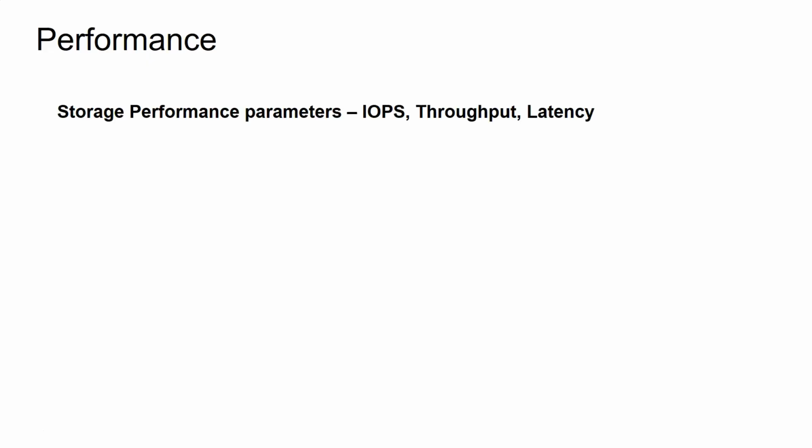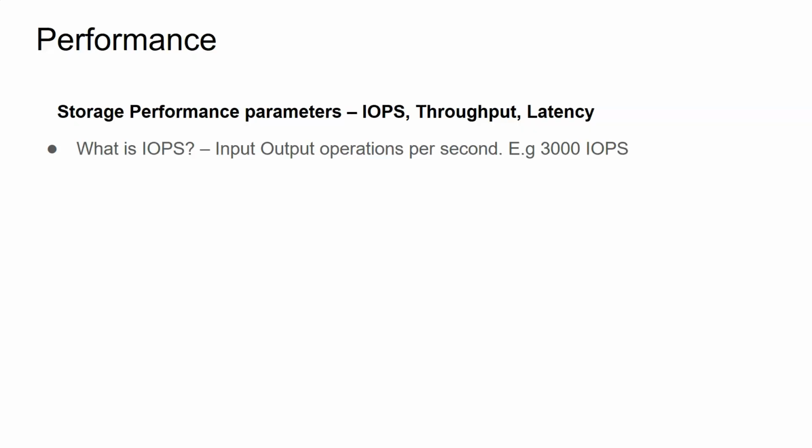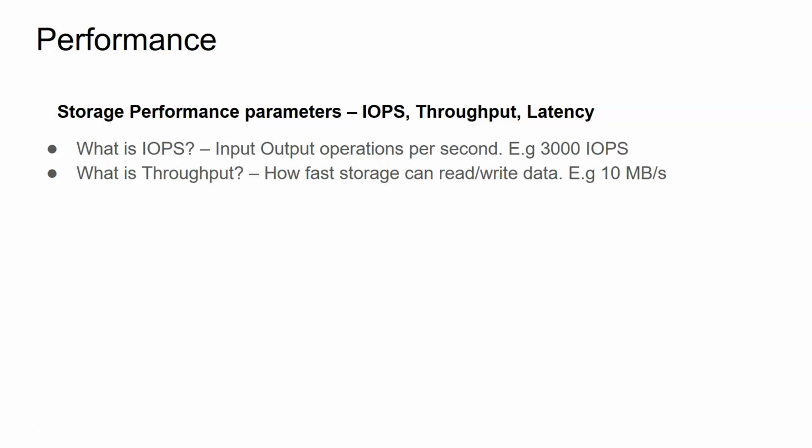So performance-wise, the first thing you should know is what defines the storage performance, right? Storage performance is defined by IOPS, throughput and latency. Now what does IOPS mean? Input output operations per second. How many operations you can do per second. Throughput is how fast storage can be read and written, typically IOPS multiplied by the size of the data in one operation.